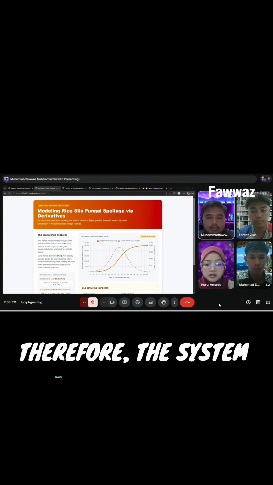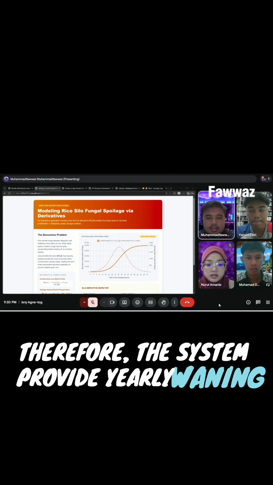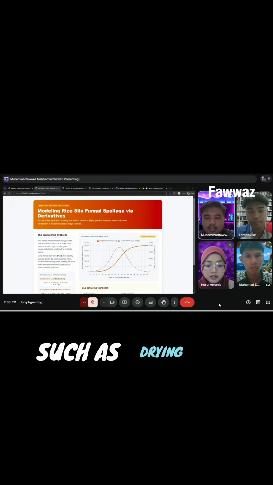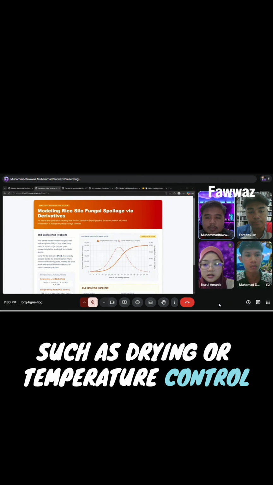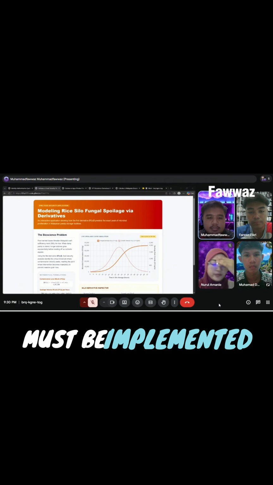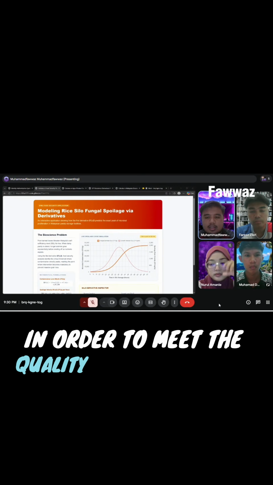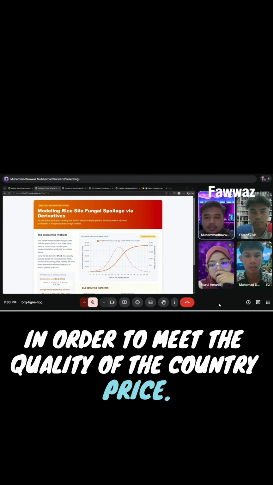Therefore, the system provides an early warning that silo recovery actions, such as drying or temperature control, must be implemented before that critical period in order to meet the quality of the crop price.